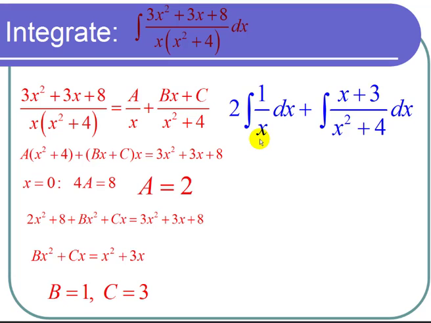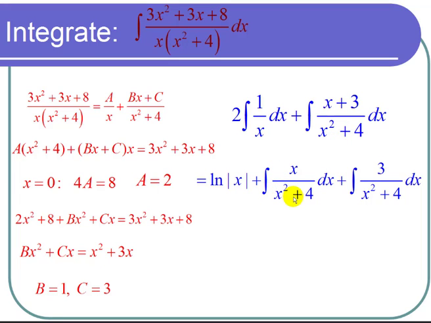This first integral is easy. That's just the natural log of the absolute value of x. For the second integral, what I can do is break it up into two integrals. I can write this as x over x squared plus 4, and I can write 3 over x squared plus 4. Now let's work out these integrals.